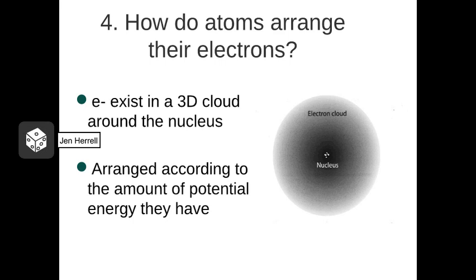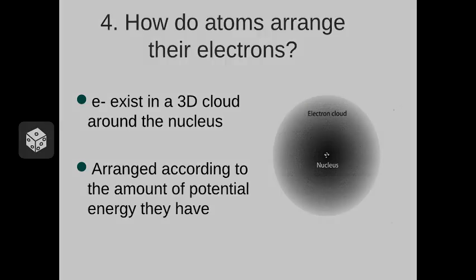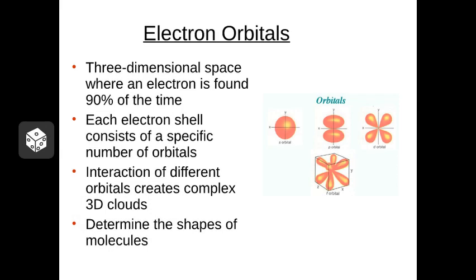The arrangement of electrons around the outside of the nucleus can get a little complicated. Electrons actually exist in these three-dimensional clouds around the outside of the nucleus that we call orbitals, and they can get quite complex. Another way to define orbitals is as areas where electrons are likely to be found at any given point in time.